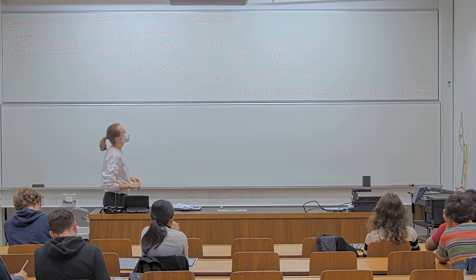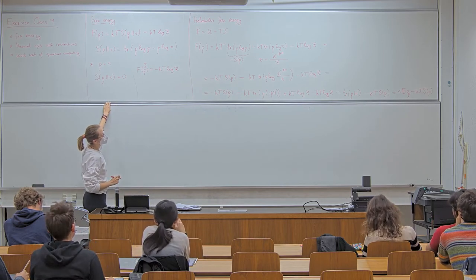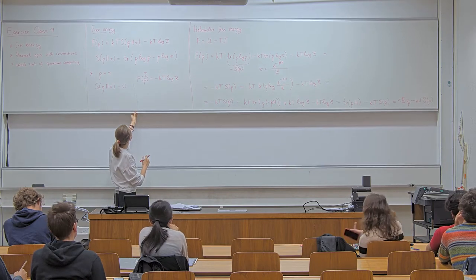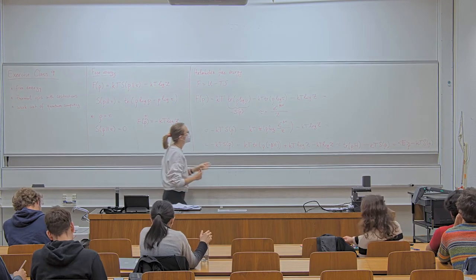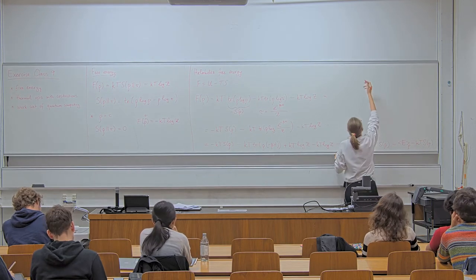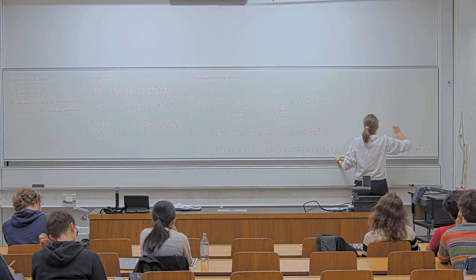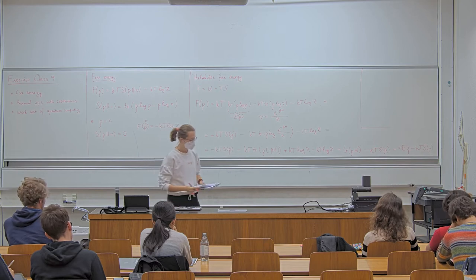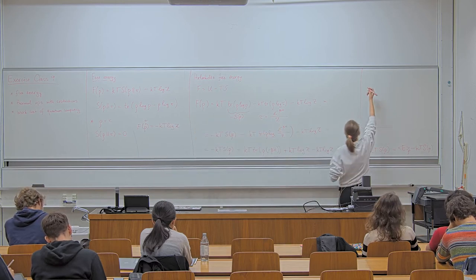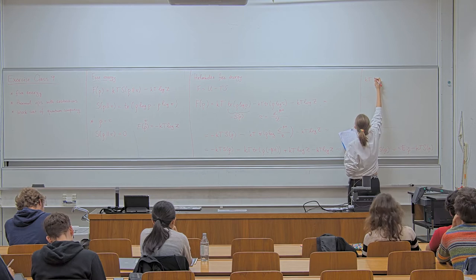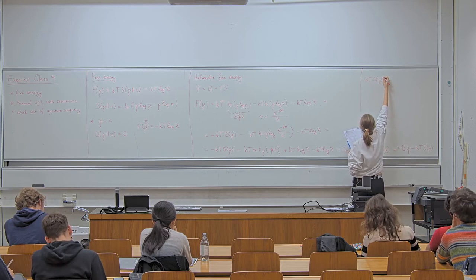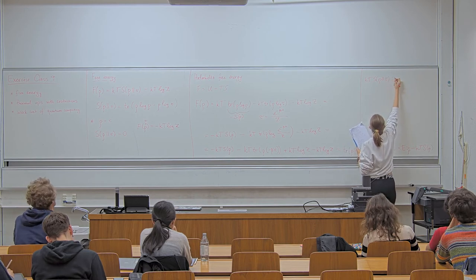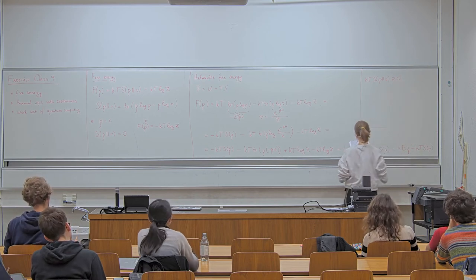Now a few more properties of the free energy. Maybe I just use the corner to write that. So in this equation for the free energy, one thing that you'll be asked to prove is to show that kT S of rho relative to tau is always non-negative.